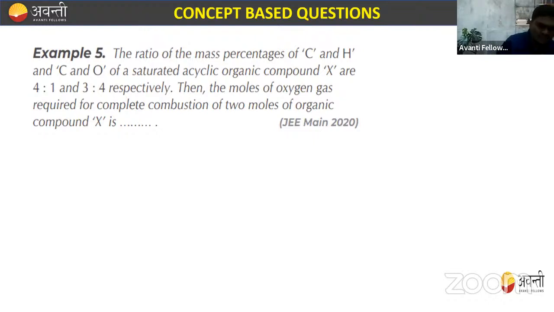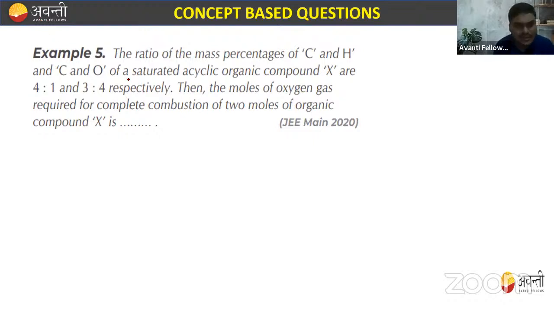So first we need to write the reaction for the combustion. So what is the combustion reaction, basically? In the combustion reaction, we react a hydrocarbon with O2, right? We react this with O2. Now let's see the molecular formula. So we have carbon, hydrogen, and oxygen, a saturated acyclic organic compound.